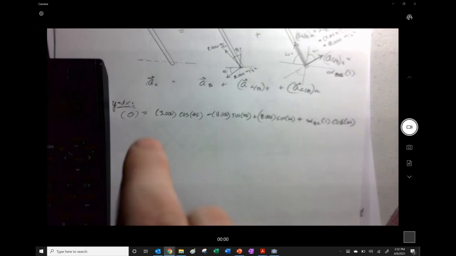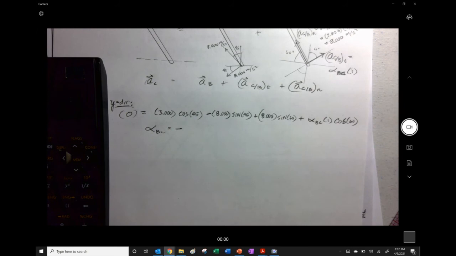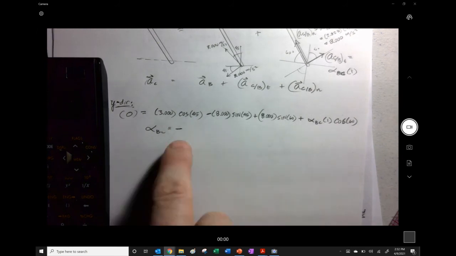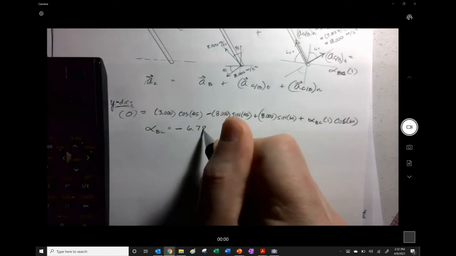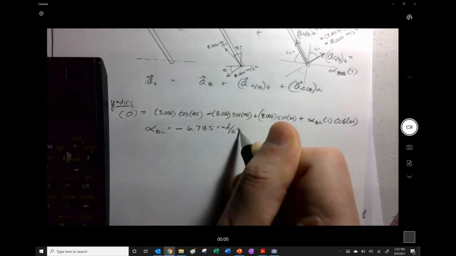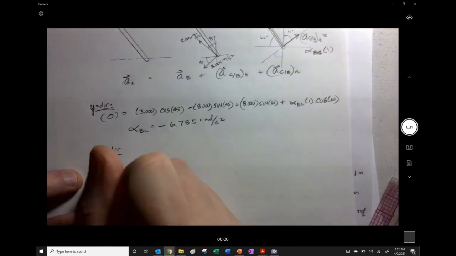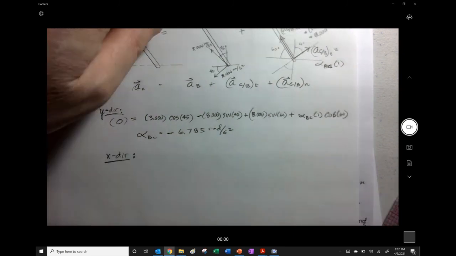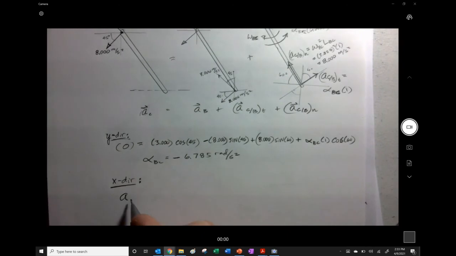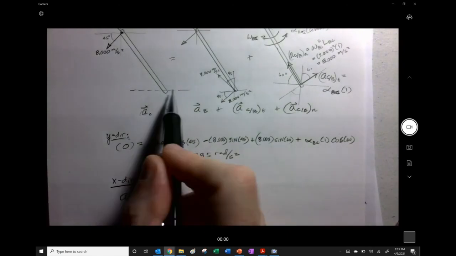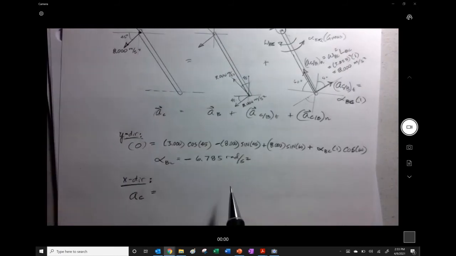So when I bring this over to the other side, I'm going to find that I get a negative, and I'm going to divide by the cosine of 60, and I get a negative 6.785 radians per second squared. And then I take my x direction, and now that's going to be the entirety of my x direction right there. So that's going to be the acceleration of c. And my positive and negative that I get here will determine whether it was going to go to the left or to the right as part of this.